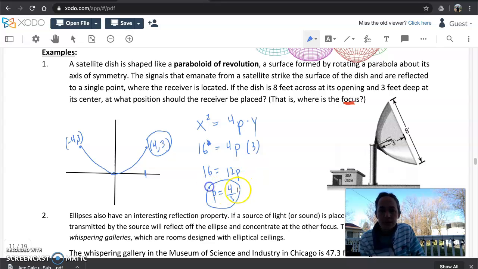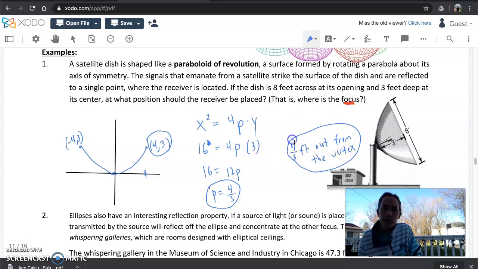That is the distance in feet that you have to travel from the vertex to get to the focus. So tell them to put the receiver 4/3 feet out from the vertex. And then you're on the focus. And that could do the trick. All right, let's look at the second one.